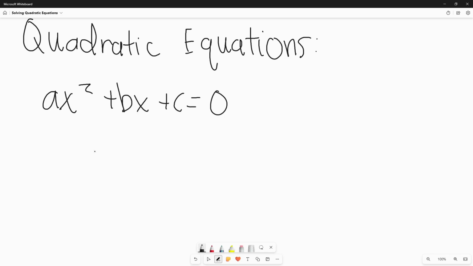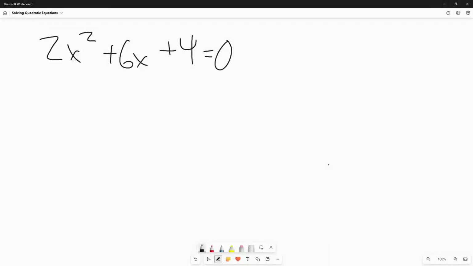An example of a quadratic equation would be 2x squared plus 6x plus 4 equals 0. In this quadratic equation, a would be 2, b would be 6, and c would be 4. One way to solve this equation is to factor it.